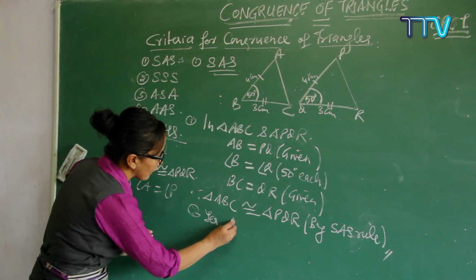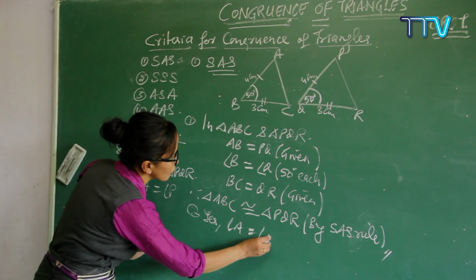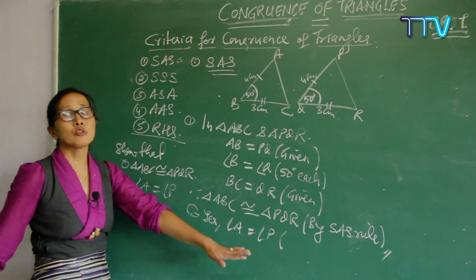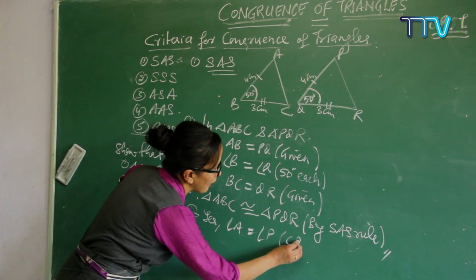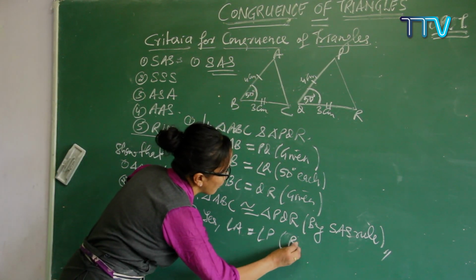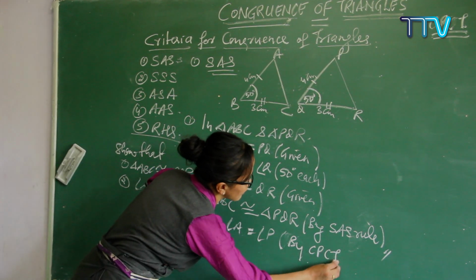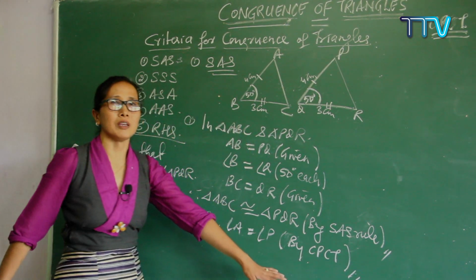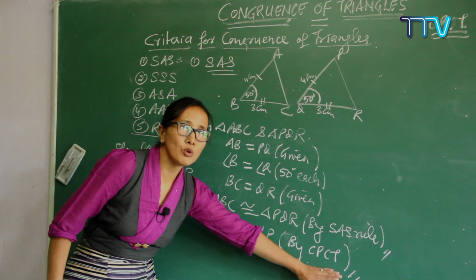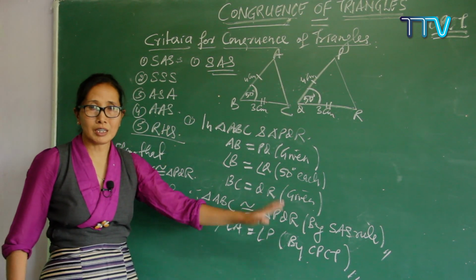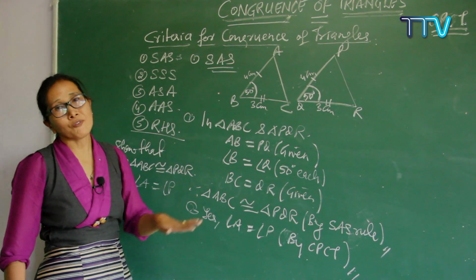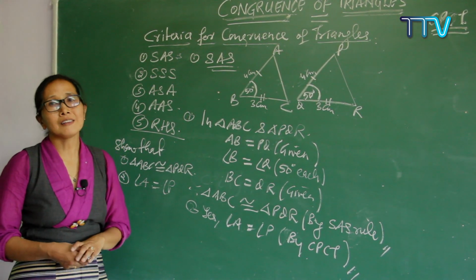Angle A is exactly equal to angle P by which condition? By CPCT. You can write it down as by CPCT and get the answer in this way. You use this only when the two triangles are congruent. Do you get it clear? And this is the first rule, side angle side.